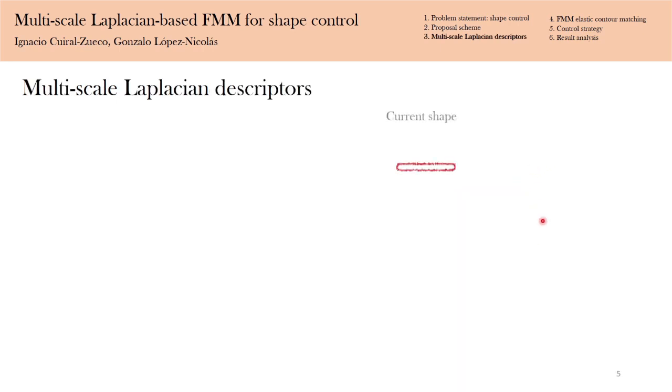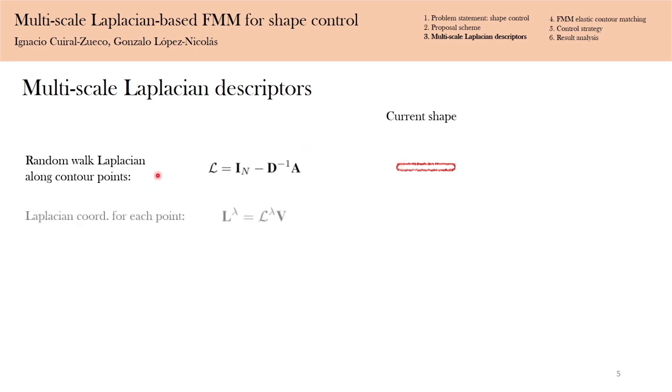What is a multiscale Laplacian descriptor? So each shape, even if it's a current or target shape, is defined by a set of discrete points. For each one of these discrete points, which are homogeneously distributed, I can compute the random walk Laplacian. What's interesting is we're going to do it at several scales of neighborness. For instance, in this case, we are choosing this lambda scale.